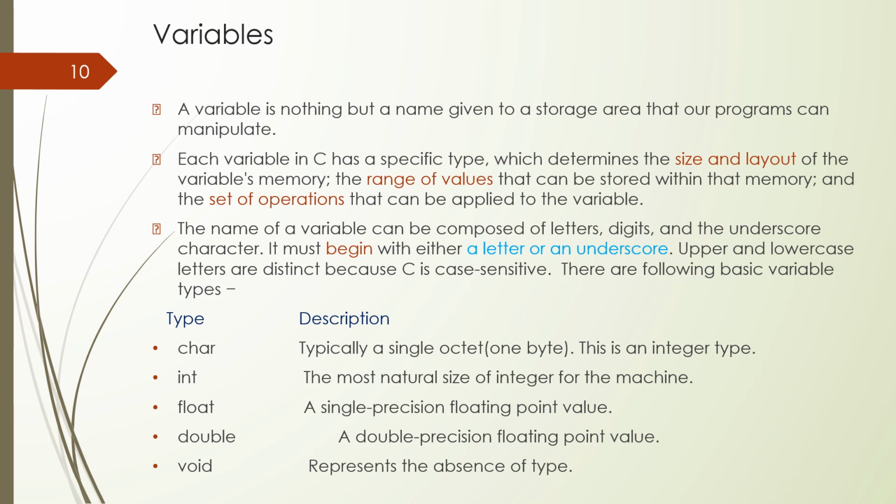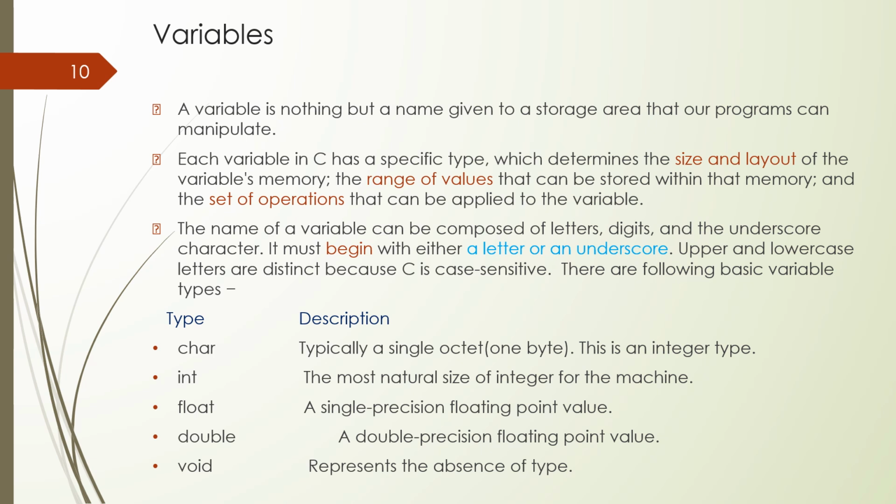The next token is the variable. A variable is needed whenever you have to store some information, so you define a variable so that in the program we can manipulate the value of that variable. Whenever you define the variable according to its data type, you are able to assign the size and the layout of that variable's memory. The range will be given as per the data type.